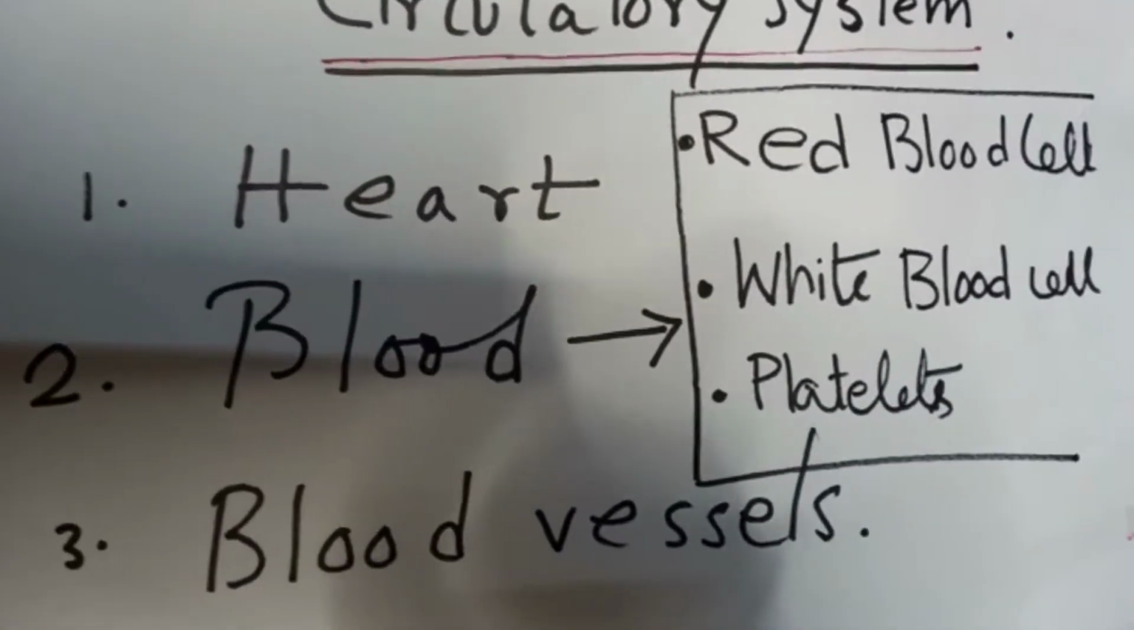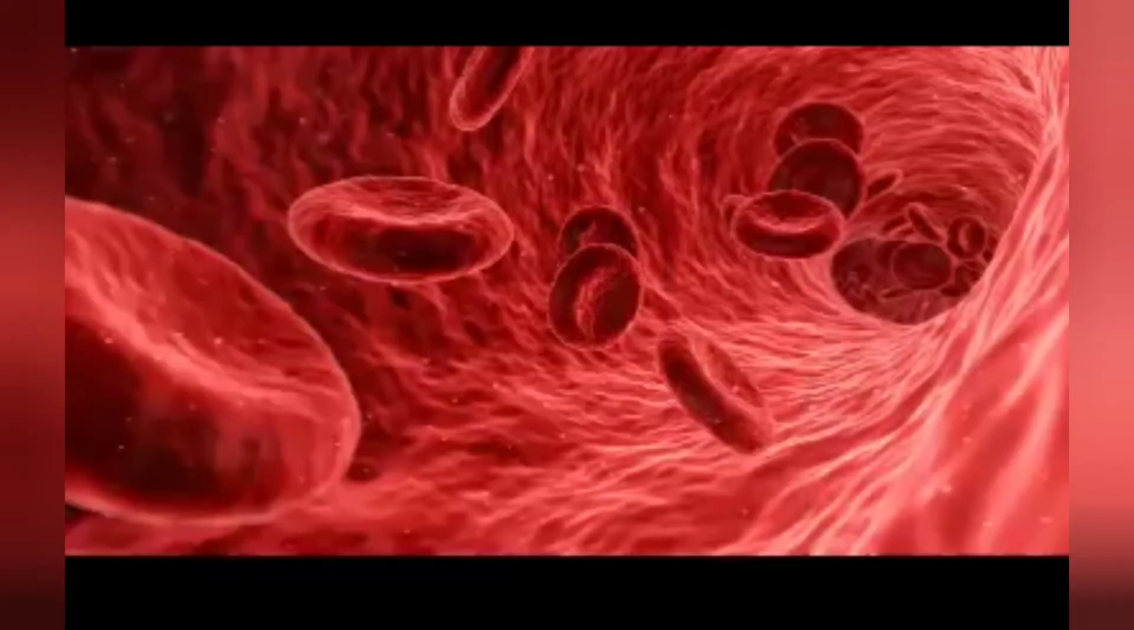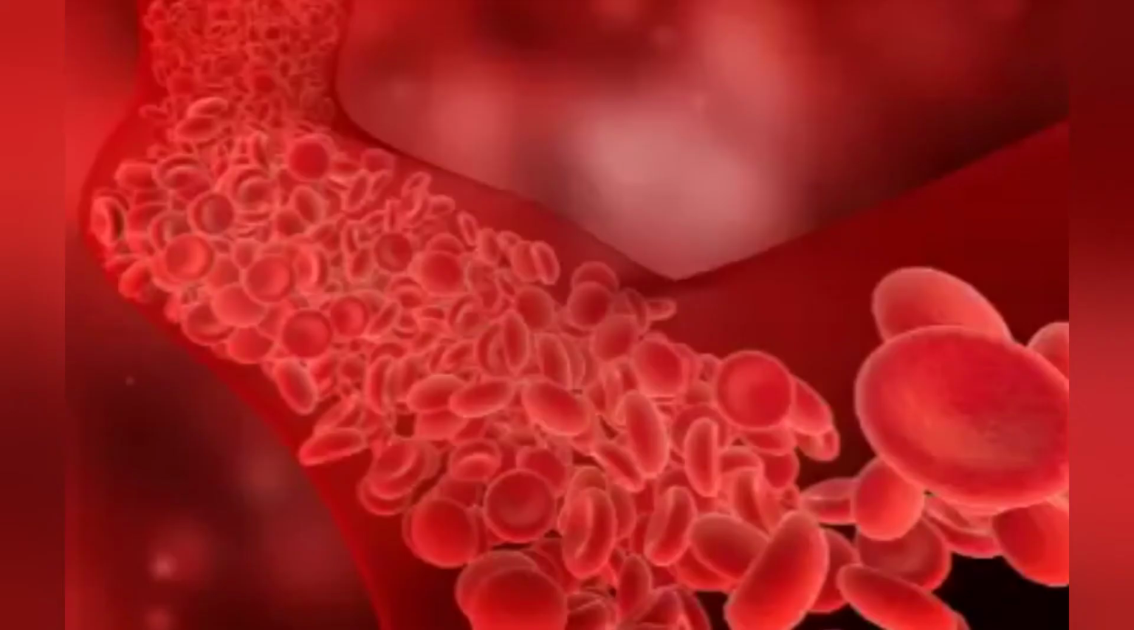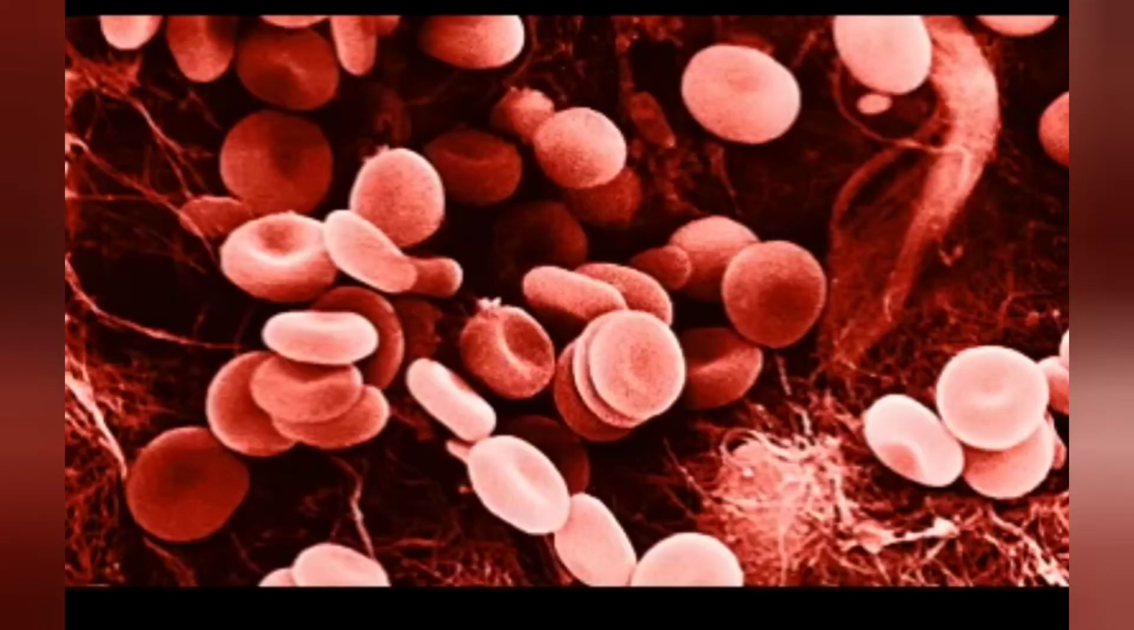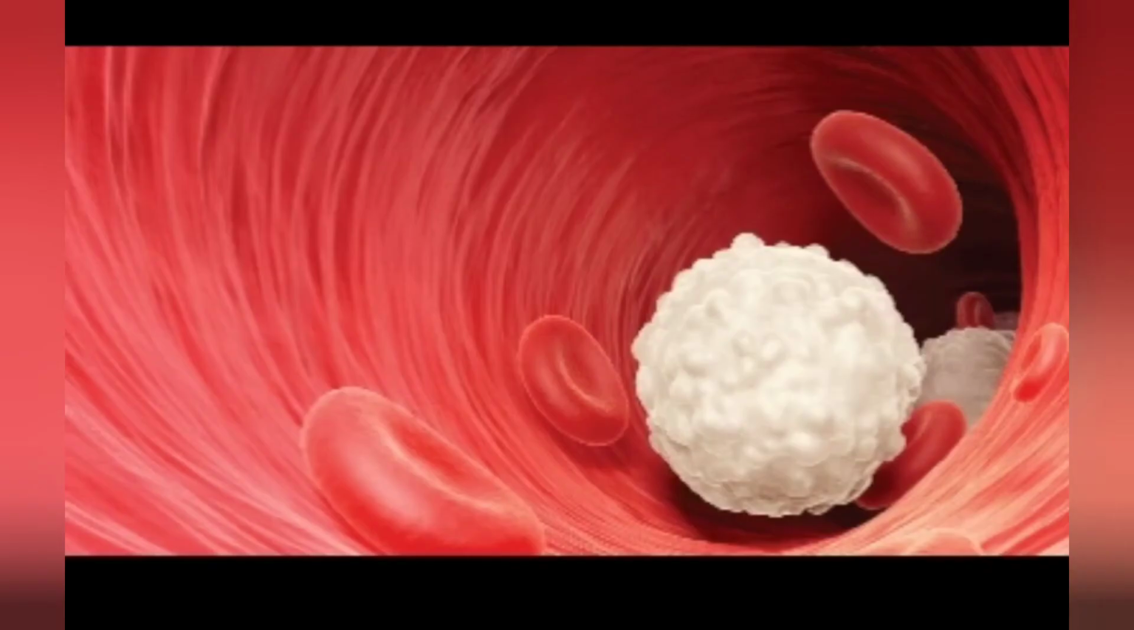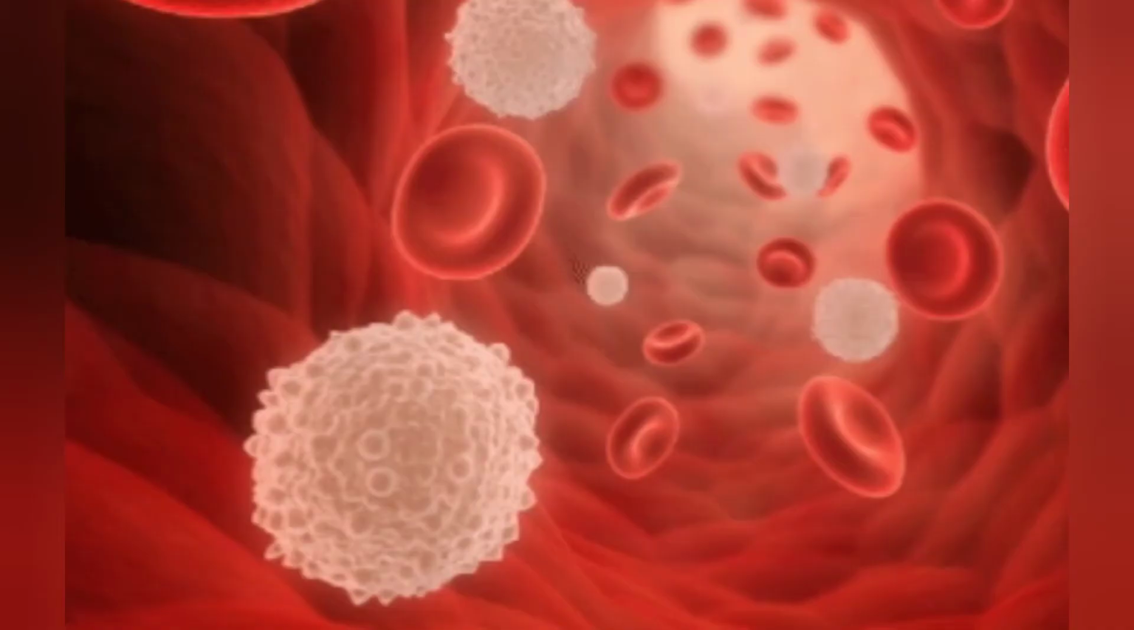The red blood cells carry oxygen from the lungs to different parts of the body. They also help to remove carbon dioxide from the body. The white blood cells help to fight infections. They destroy germs which may have entered the body, while the platelets help in clotting of blood.